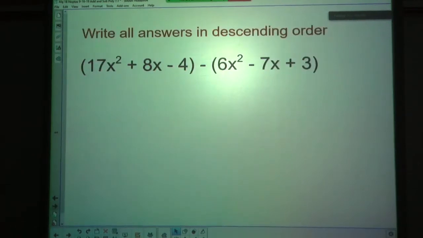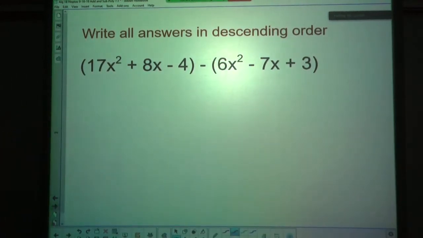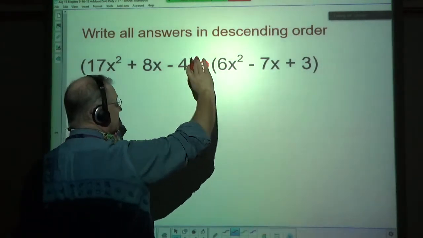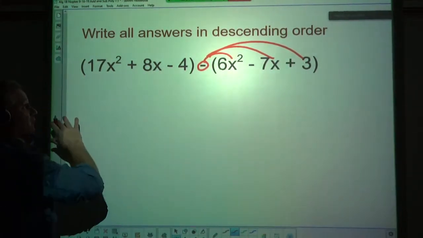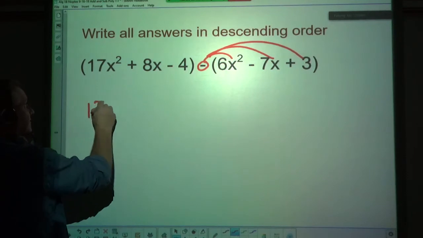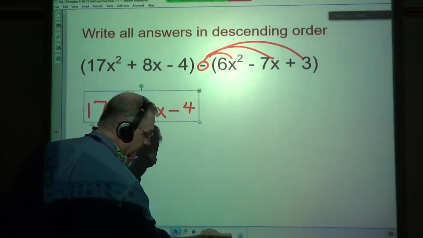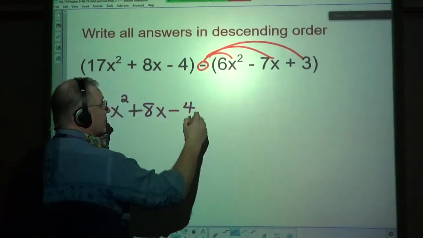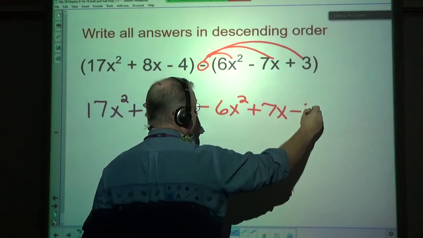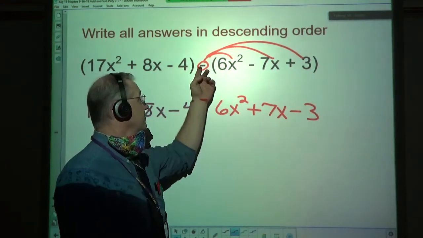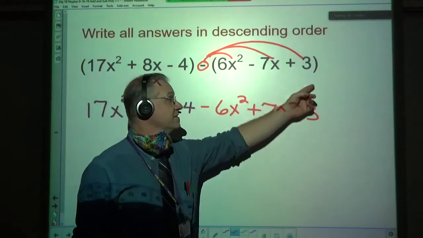Now we're going to do subtracting polynomials. When you subtract polynomials, you want to make sure that you distribute the negative sign to everything inside that parenthesis, and then rewrite it dropping the parentheses. 17x squared plus 8x minus 4, minus 6x squared plus 7x minus 3, because negative times positive is negative, negative times negative is positive to give me a positive 7x, and negative times positive 3 is -3.